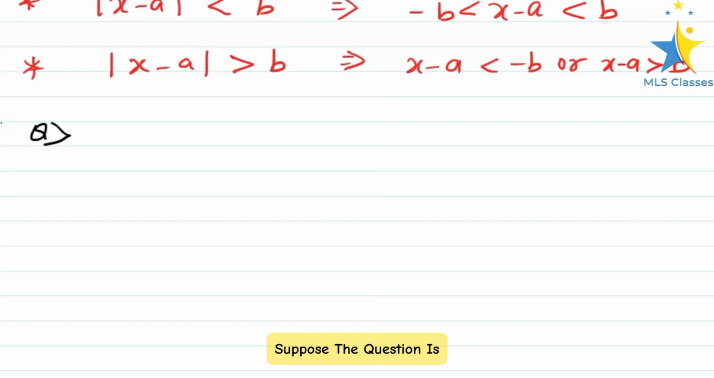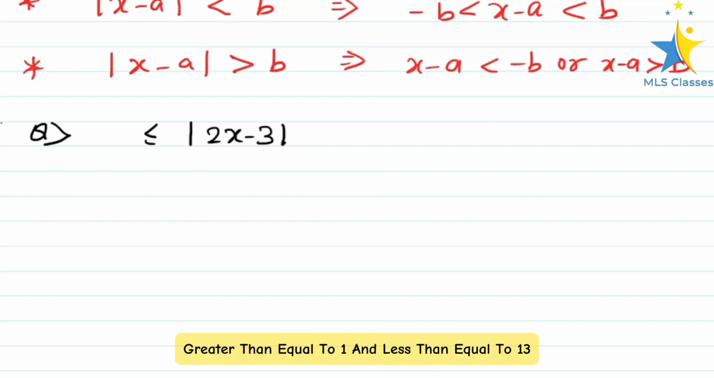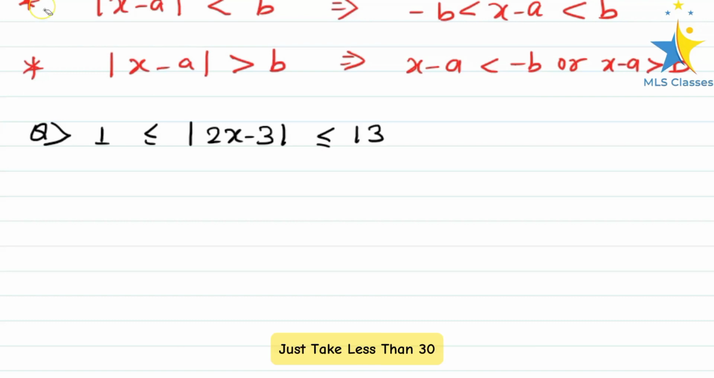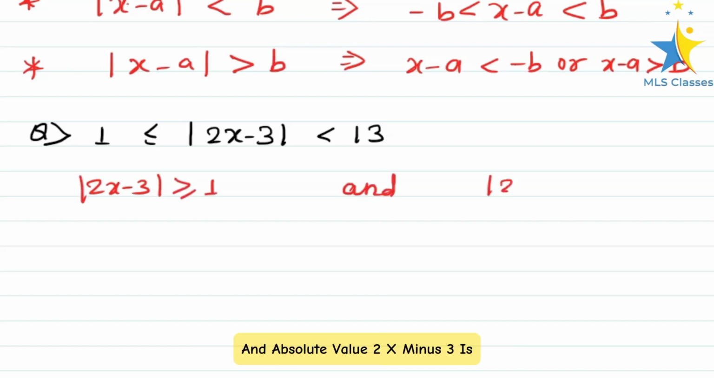Suppose the question is absolute value 2x minus 3 greater than or equal to 1 and less than or equal to 13. Just take less than 13. Then what will we get? We can divide this problem into two parts. One part is where absolute value 2x minus 3 is greater than or equal to 1, and the other is where absolute value 2x minus 3 is less than 13.